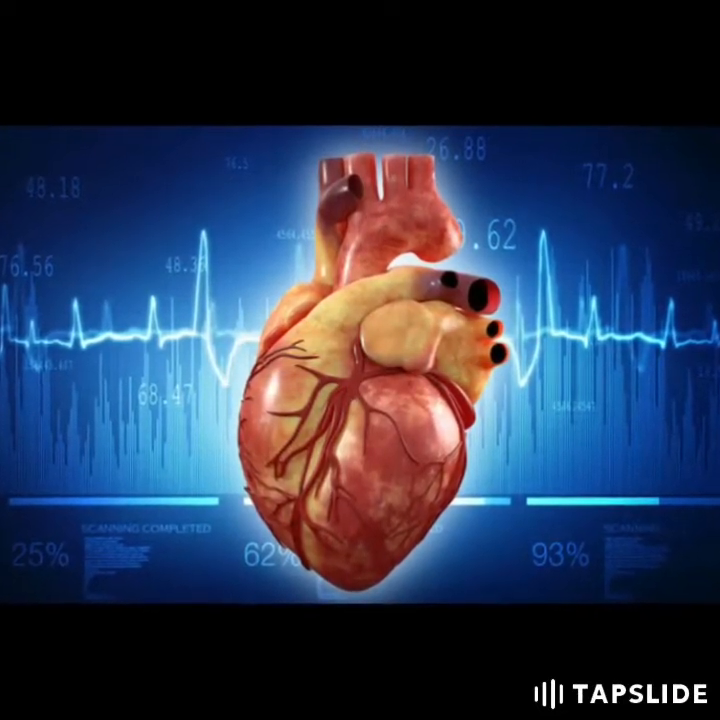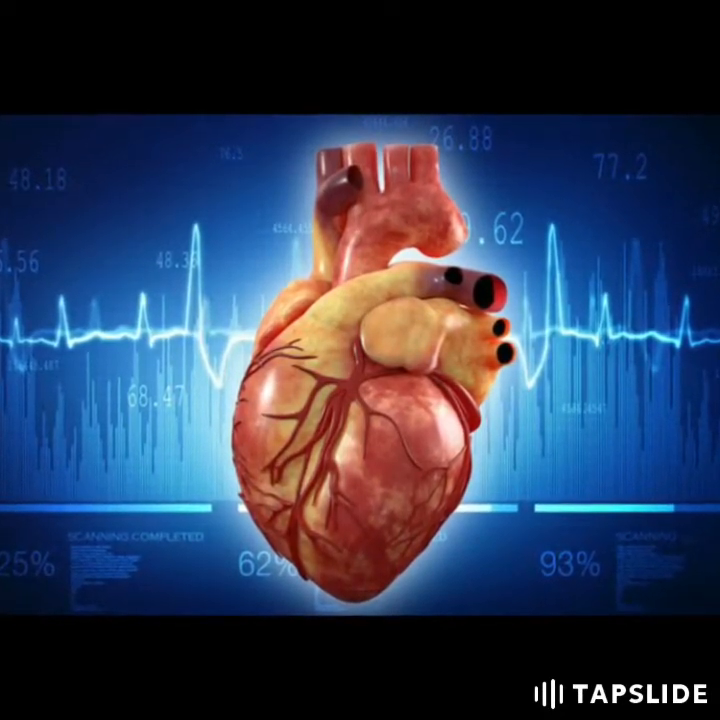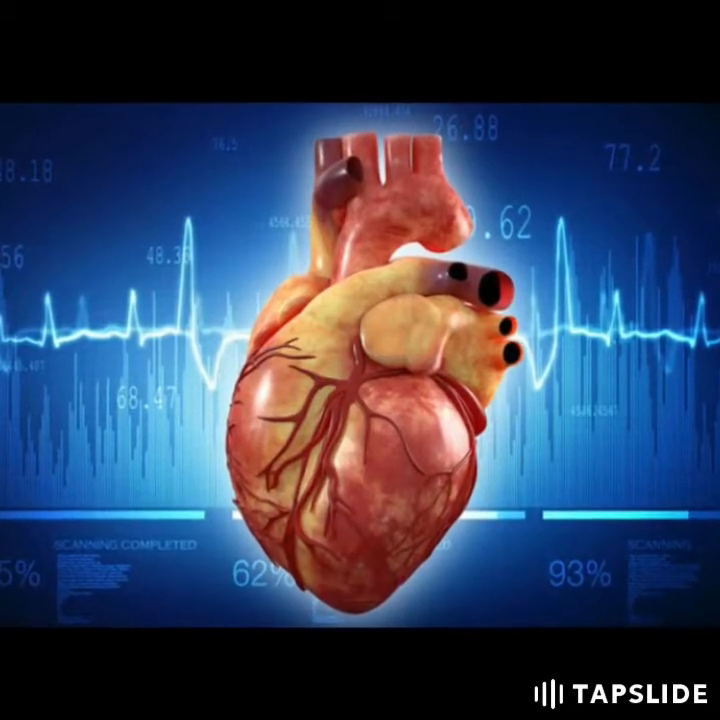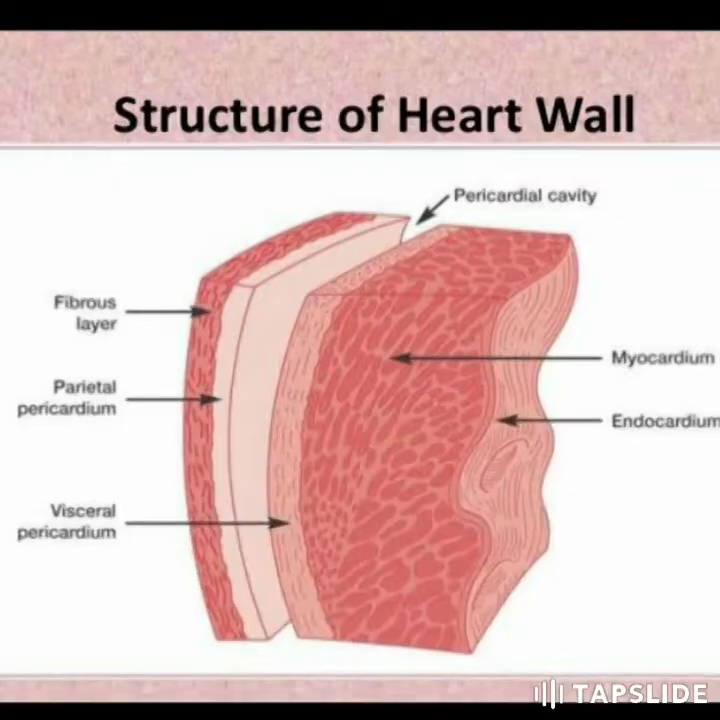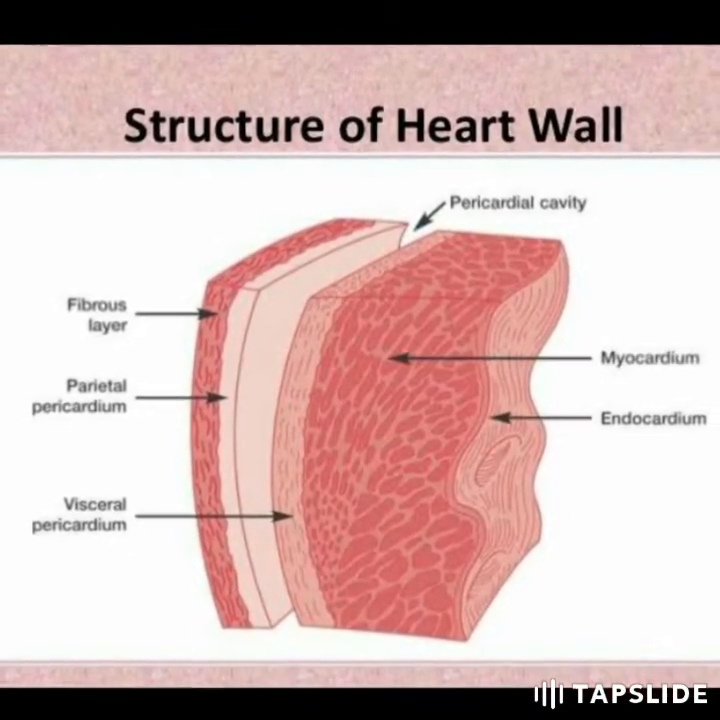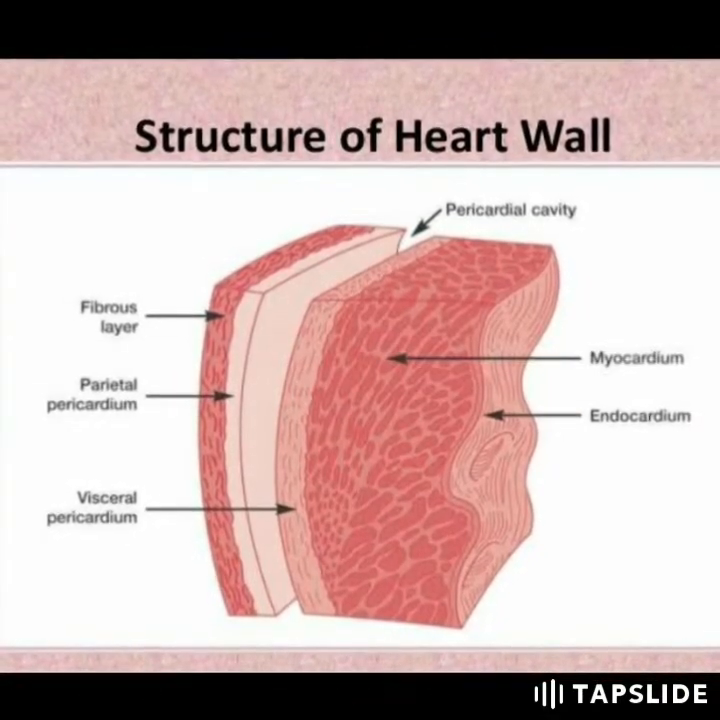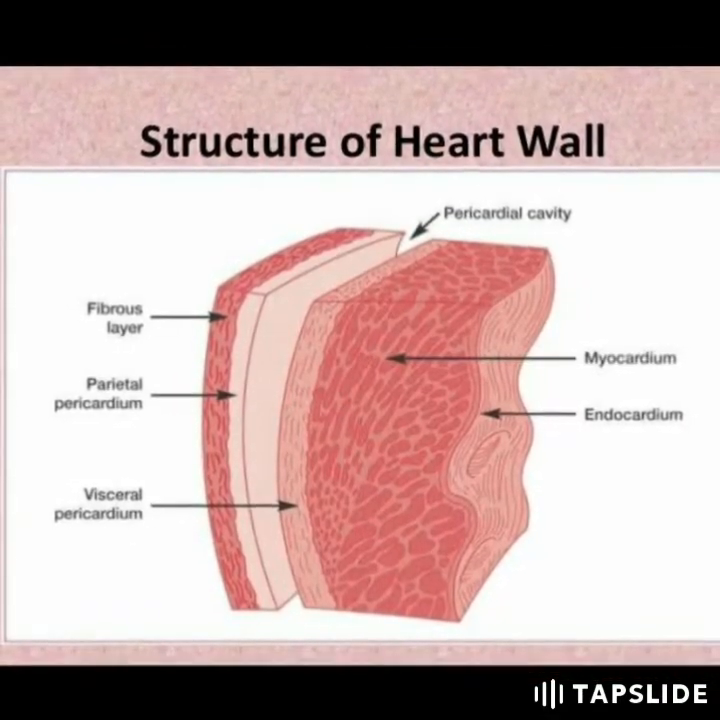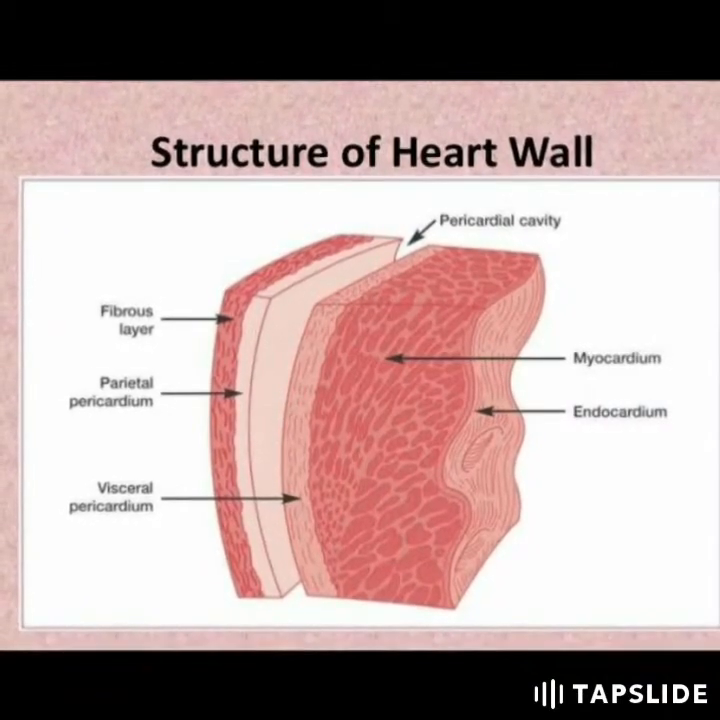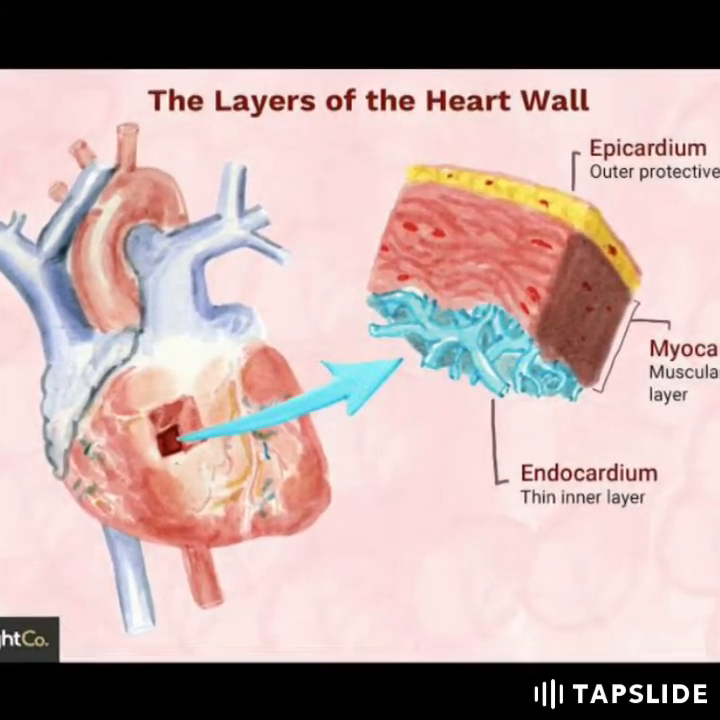The heart is covered by three main layers. Those are epicardium, myocardium and endocardium. Before that, the heart is covered with the pericardium, which is a loose fitting sac allowing enough room for the heart to beat. Now epicardium, myocardium and endocardium are the three protective layers of the inner heart.